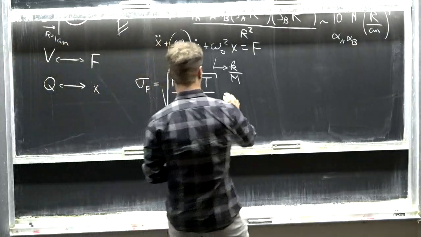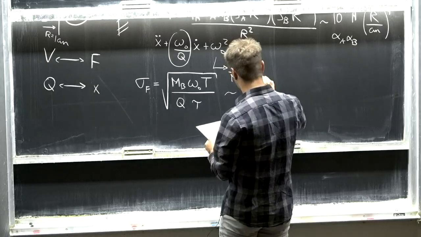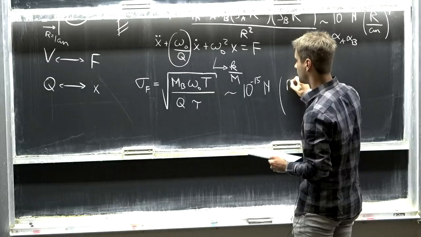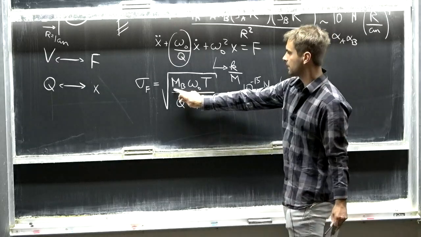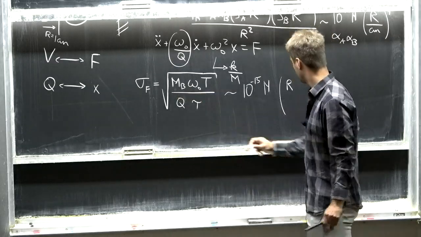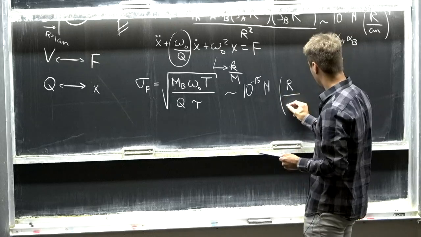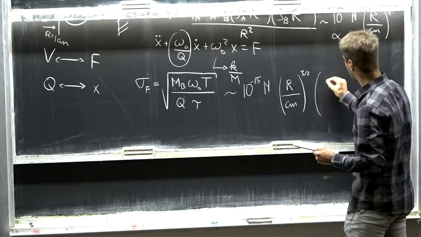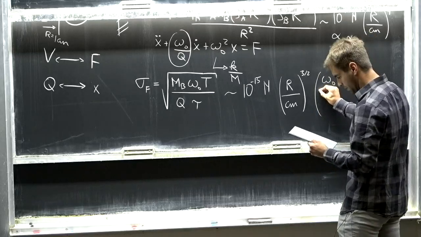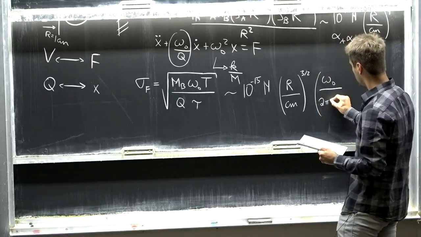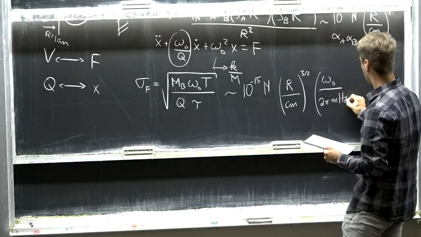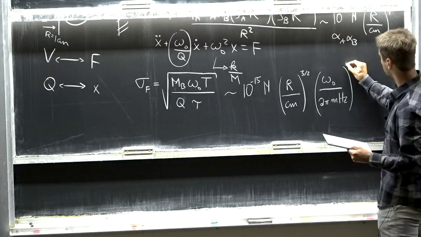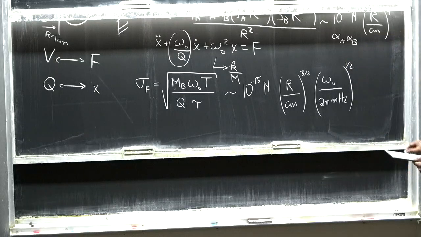And if you work out what that is for some fiducial numbers, this is 10 to the minus 15 Newton. And it scales like, at fixed density, the mass goes like r cubed, so this scales like r to the 3/2. These torsion balances often have a restoring frequency of 1 millihertz. That sets omega naught, and it scales like the square root of that.